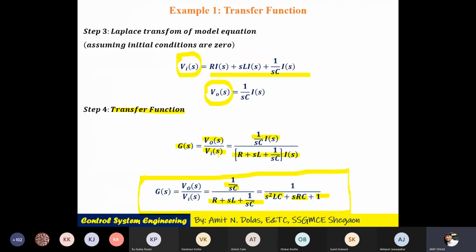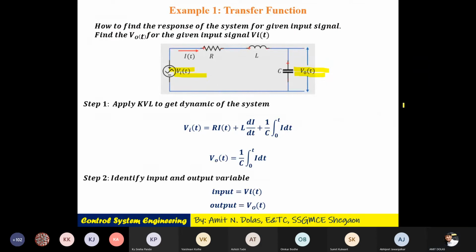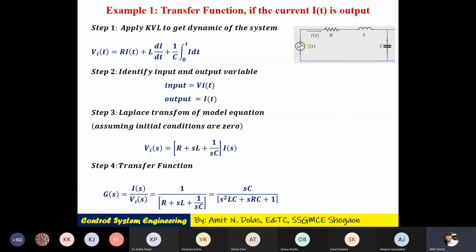Okay, what we did here, we considered that Vo of t is the output and Vi of t is the input. But what if, in another circuit, Vi of t is the input and current I of t is the output? So now we cannot write Vo by Vi, because now the response is different. That is, output is different.